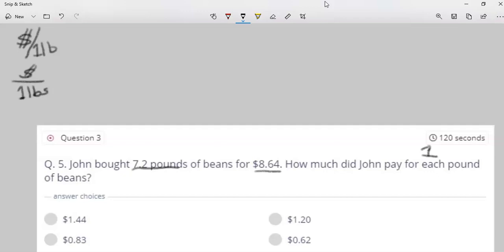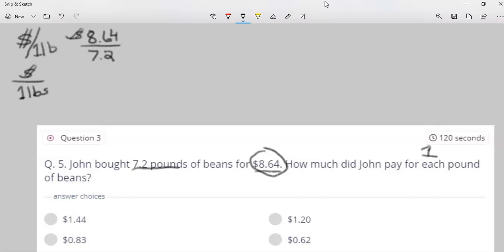Because what we do know is that John is paying $8.64 for 7.2 pounds. But the question is asking, well, how much was it for 1 pound? So we have a division problem here. Here's our dividend and here's our divisor. And really, a fraction is division that has not yet been completed.